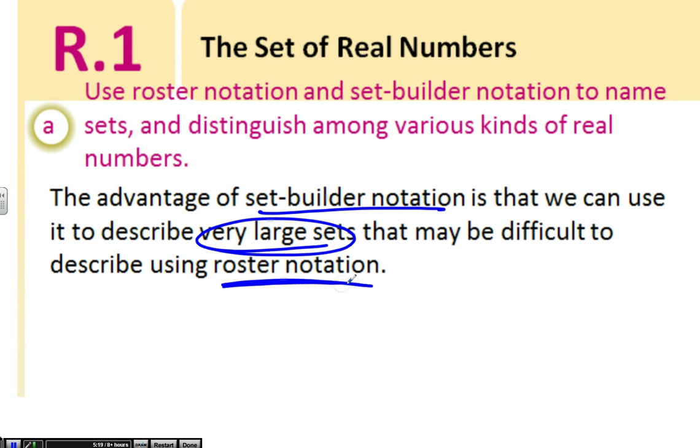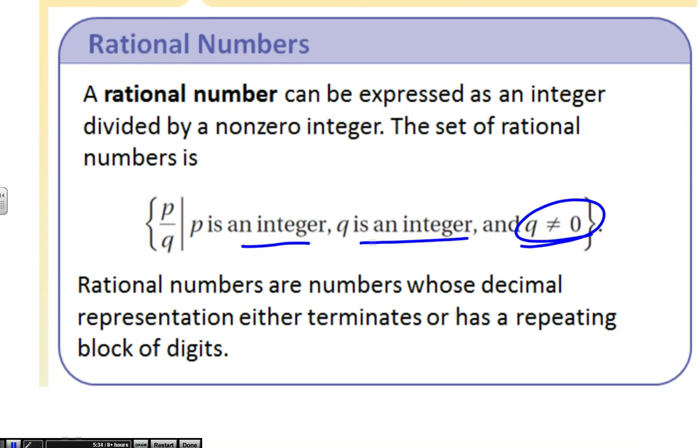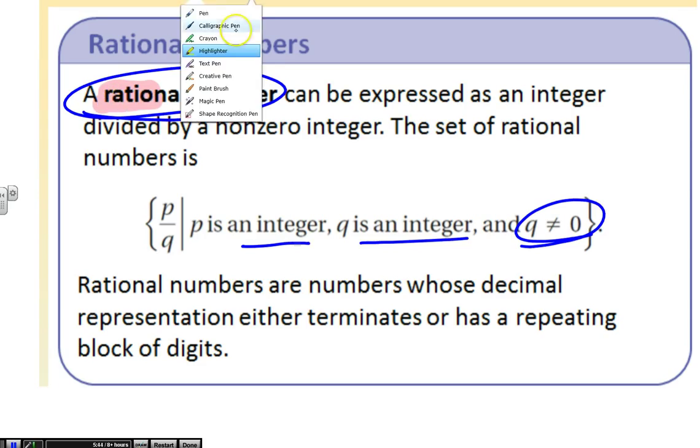than roster notation. Plus, with roster notation, you have to use a bunch of words. So if we have P divided by Q such that P is an integer, Q is an integer, but Q can't be equal to 0 because you can't divide by 0, that's going to be defined as a rational number. The first 5 letters of rational spell ratio, and that's all that a rational number is: a ratio.